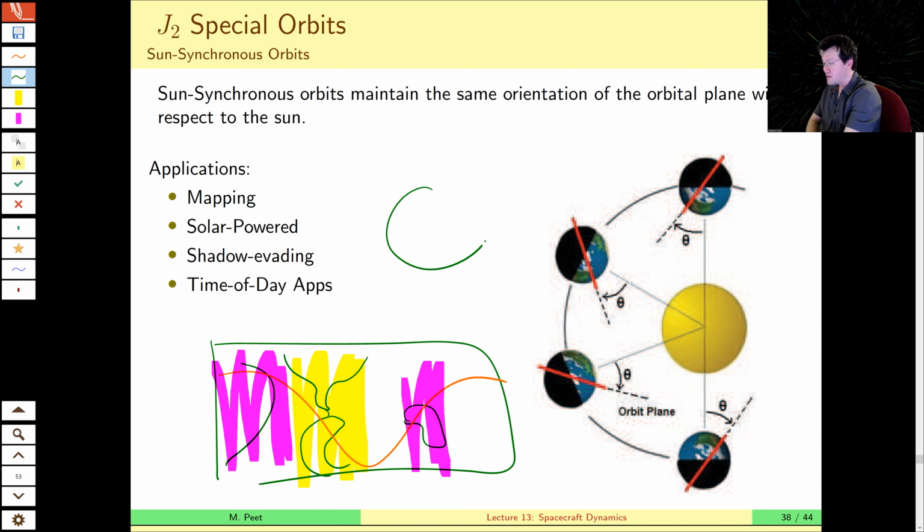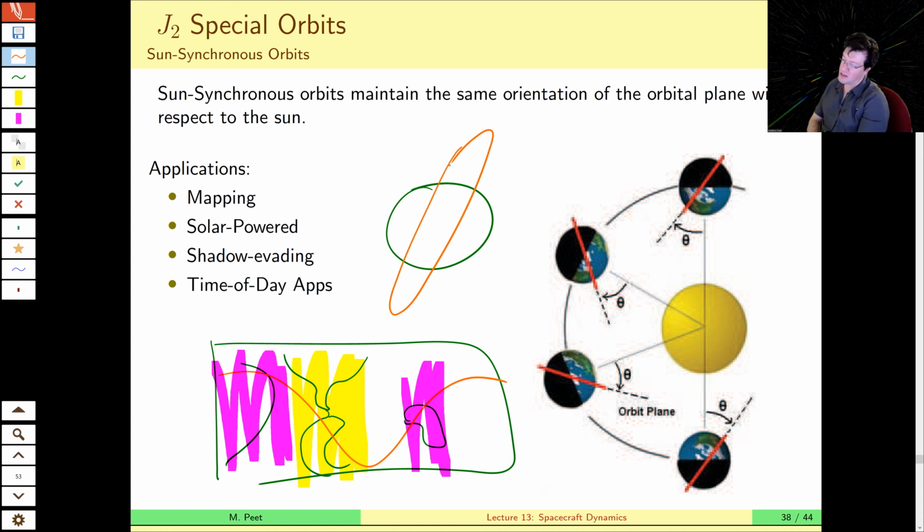So let's see. Obviously in fixed space, here's the sun, right? You design your orbit. Let's say we want to design an orbit so that we're never in the shadow of the Earth. Why wouldn't you want to be in the shadow of the Earth? Well, of course, if you're in the shadow of the Earth, no solar power.